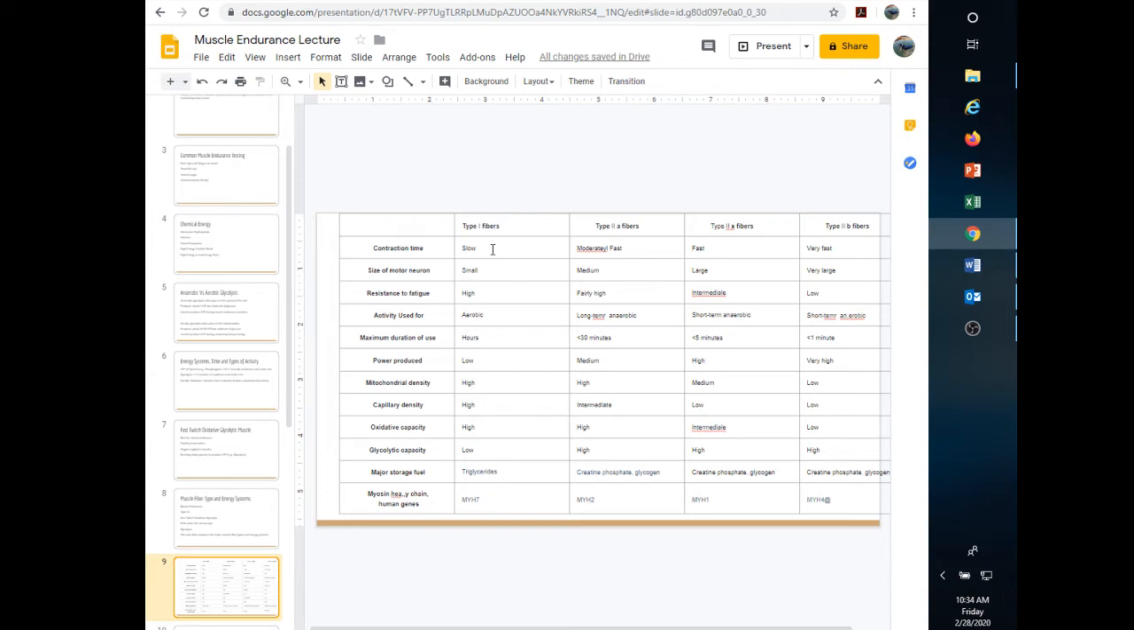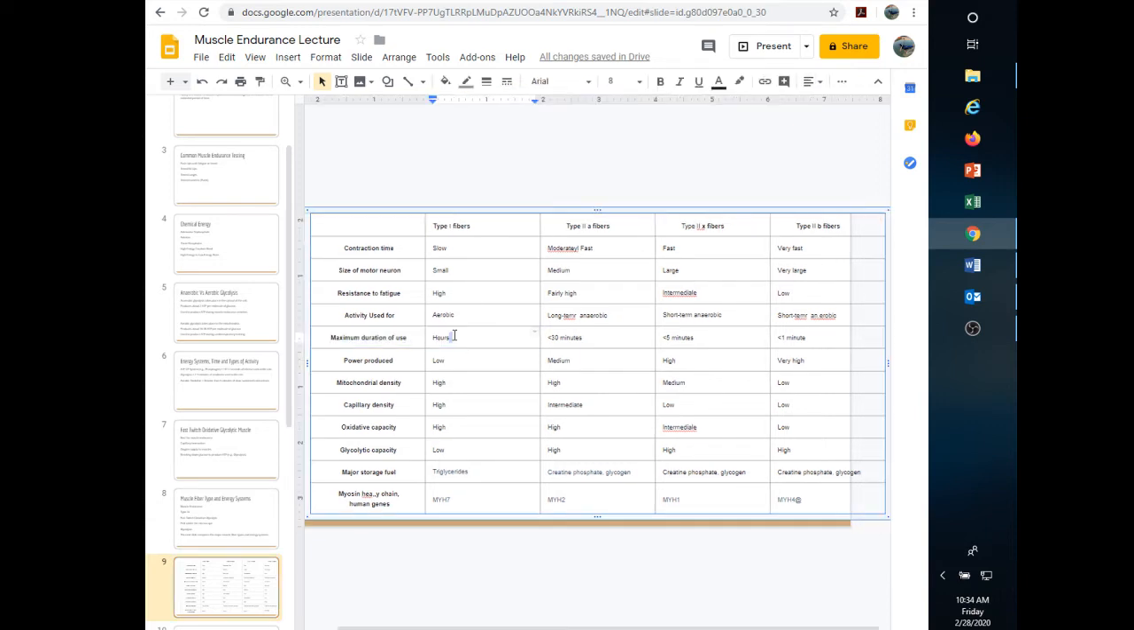So contraction time, slow. Motor neuron size, small, because we don't have rapid contraction. Resistance to fatigue, high, because we're getting a lot of oxygen, as long as intensity is not too high and contraction rate is not too high. Activity, aerobic, so think running marathons, long distance events, a lot of repetitions, like hundreds, maybe thousands of repetitions of a really light weight. Duration, hours. We're talking marathon time frames here.